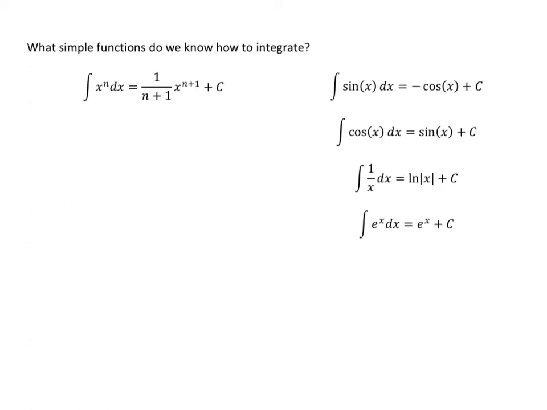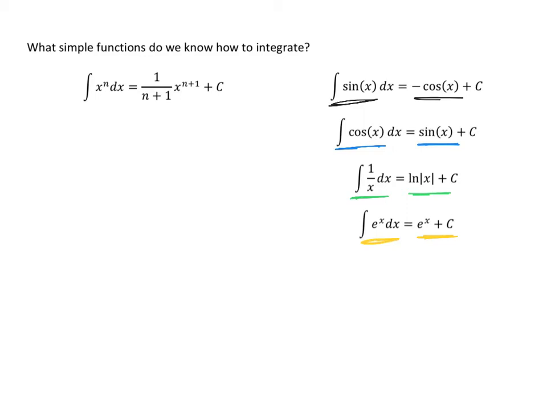So the first thing we need to do in this lesson is recall what simple functions we already know how to integrate. And as far as I can tell, there are effectively 5 of them. I'm going to start with the ones over here on the right because in a lot of ways they're actually simpler. We memorized last year that the antiderivative of sine is negative cosine, that the antiderivative of cosine is positive sine, that the antiderivative of 1 over x is the natural log of the absolute value of x, and finally that the antiderivative of e to the x is e to the x.